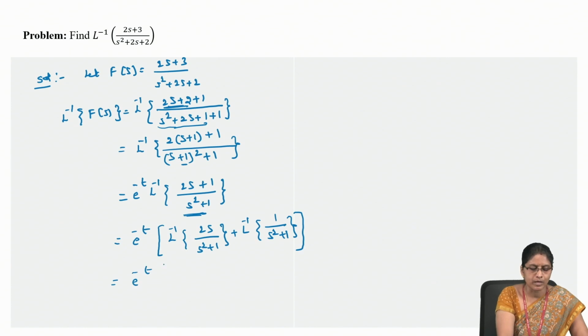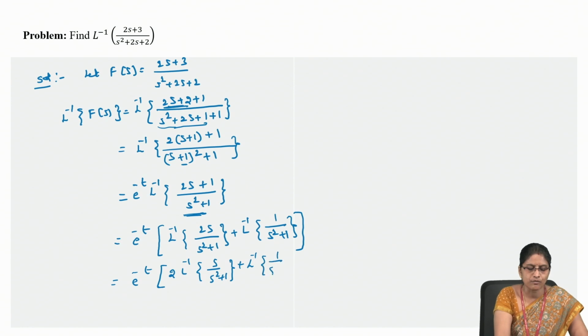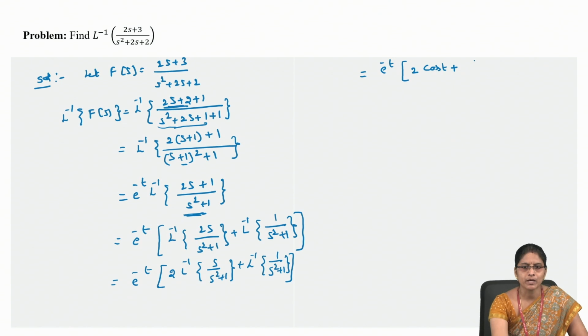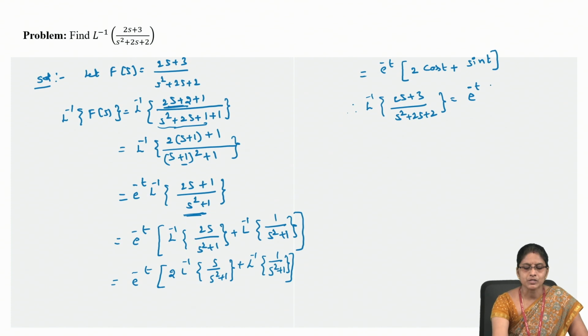That equals e power minus t times L inverse of 2s by (s square plus 1). Here 2 is a constant: 2 into L inverse of s by (s square plus 1) plus L inverse of 1 by (s square plus 1). That equals e power minus t into 2 times the inverse Laplace transform of s by (s square plus 1), which is cos t, plus the inverse Laplace transform of 1 by (s square plus 1), which is sin t. Therefore, the inverse Laplace transform of (2s plus 3) by (s square plus 2s plus 2) equals e power minus t into (2 cos t plus sin t).